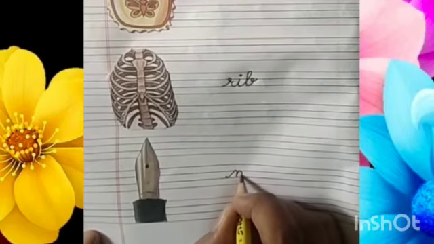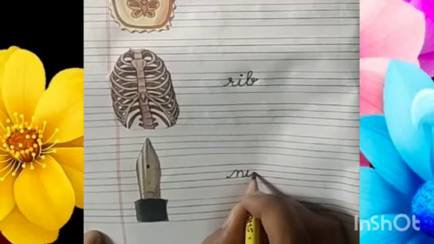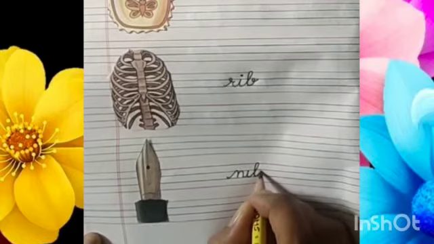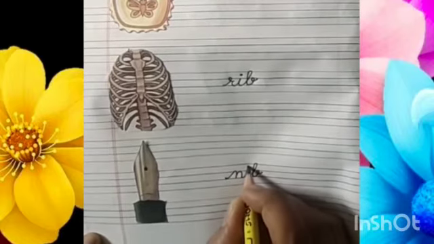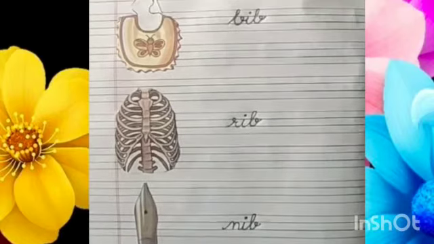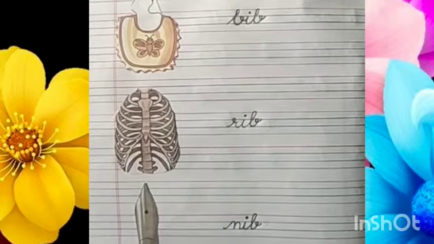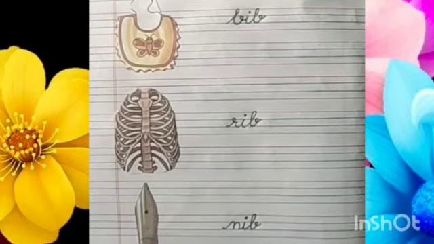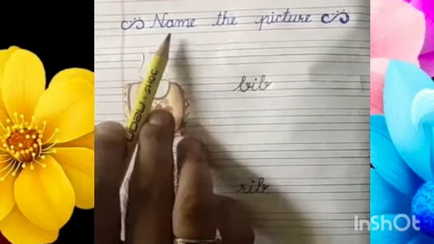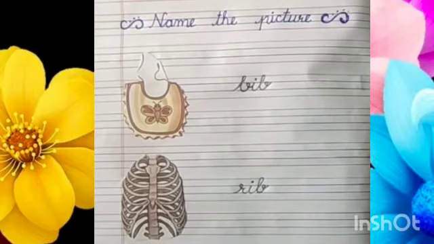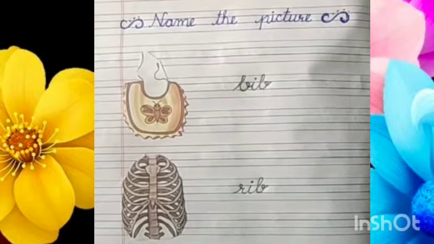N, I, B, nib. N-A-B, nib. Now my dear kids, it's your turn to do this pattern. Name the picture in your English notebook in good handwriting.